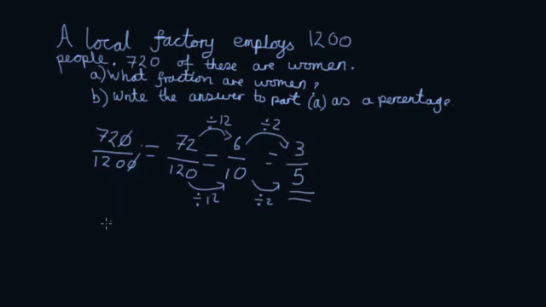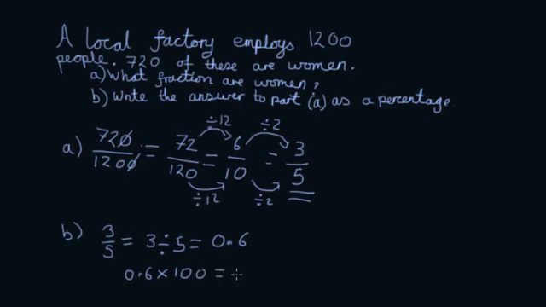So we've got our 3/5, and that is simply the same as saying 3 divided by 5. If you put 3 divided by 5 into your calculator, you get 0.6. To convert the decimal 0.6 to a percentage, you multiply by 100 and you get 60%.